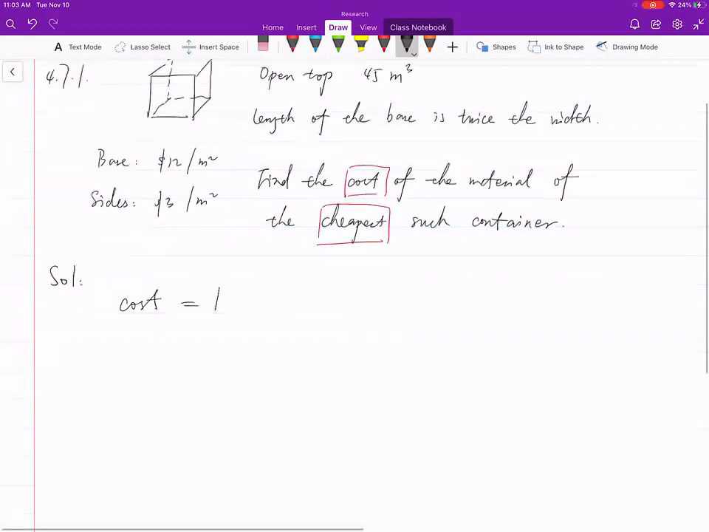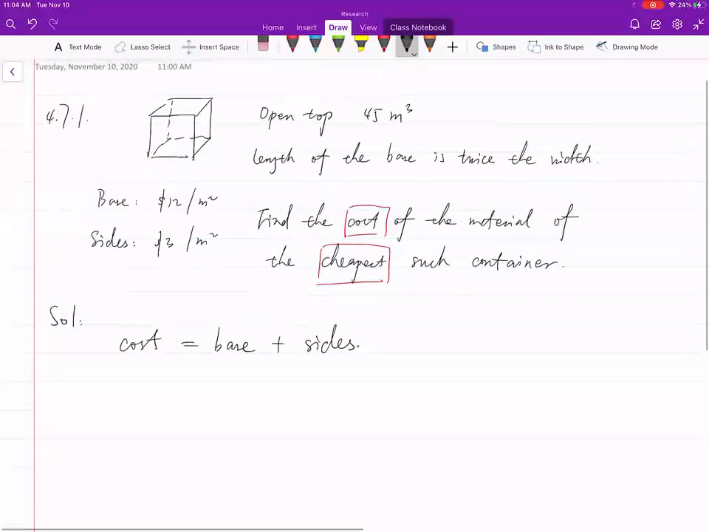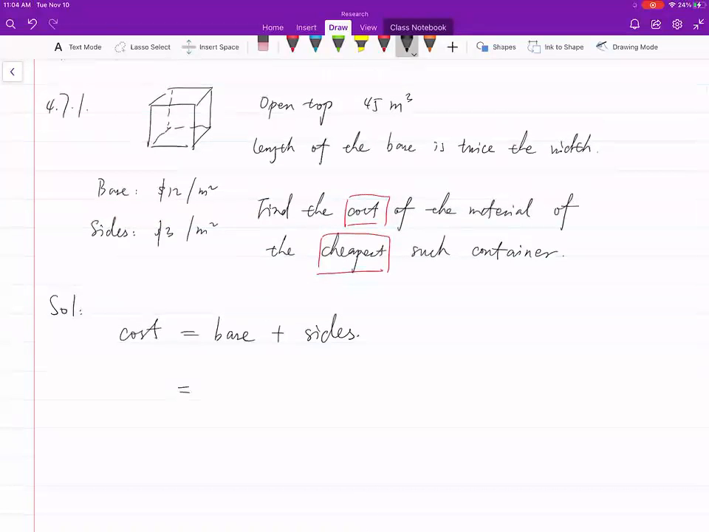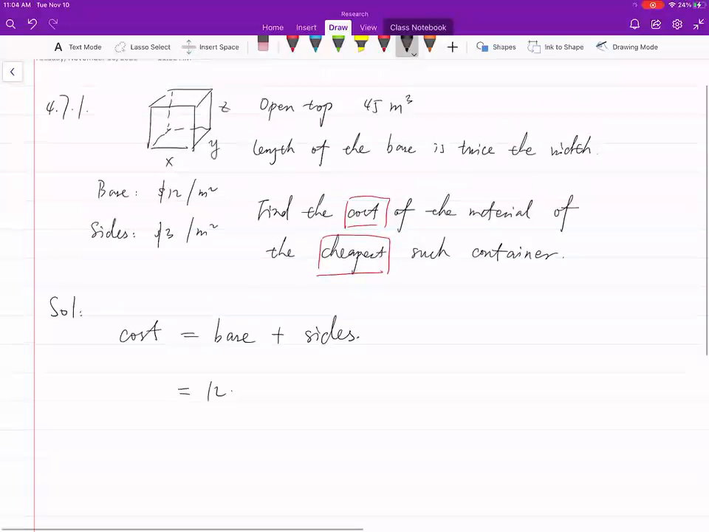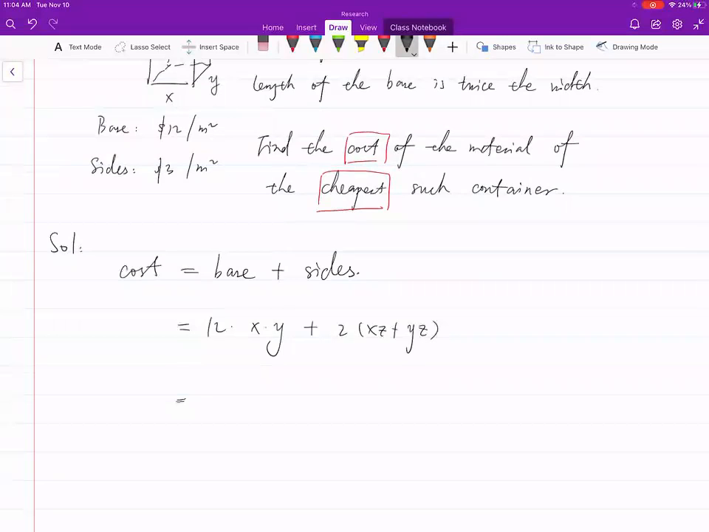The cost is going to be the cost of the base plus the cost of the sides. Okay. There's no top, so good news. For the base, it's going to be this much per square meter times the area of the base. So you start to assign variables, very typically x, y, and z. Then it's going to be x times y. Okay. For the sides, you have 4 sides. 2 of them are going to be yz. 2 of them are going to be xz. So it's going to be 2 xz plus yz. Good so far? Okay. Of course, we cannot do it because we have too many variables.